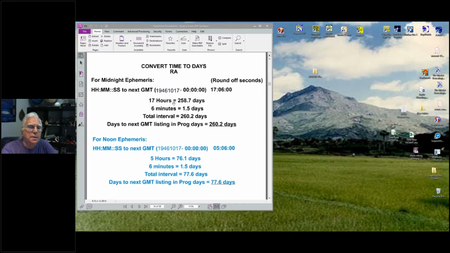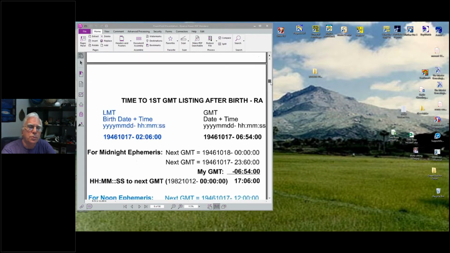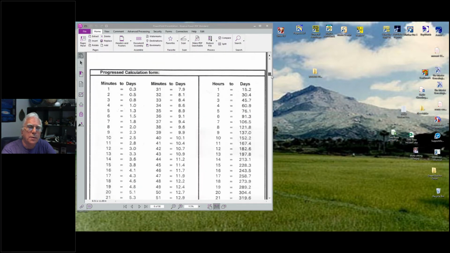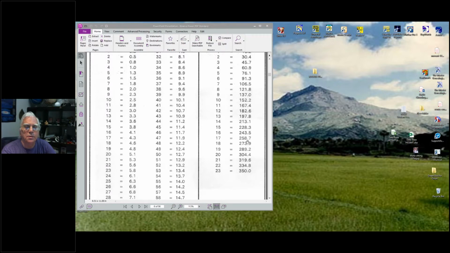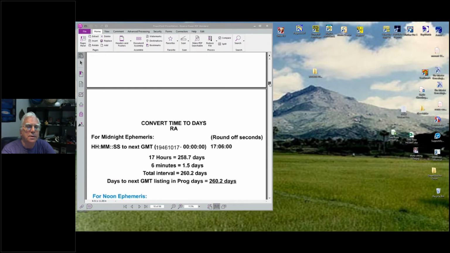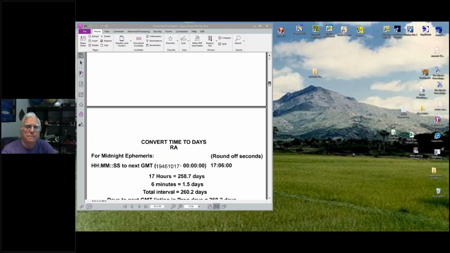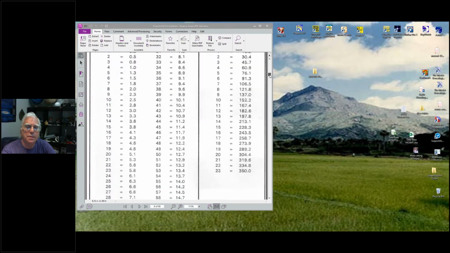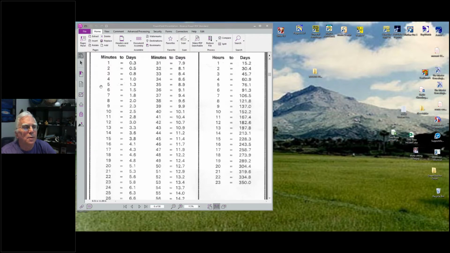17 hours. Here, I look up my table. Here we go, hours. 17 hours, 258.7 days. Oh, there it is there. 17 hours, 258.7 days. 6 minutes. Go back up to the same table. 6 minutes on the left-hand side is 1.5 days.